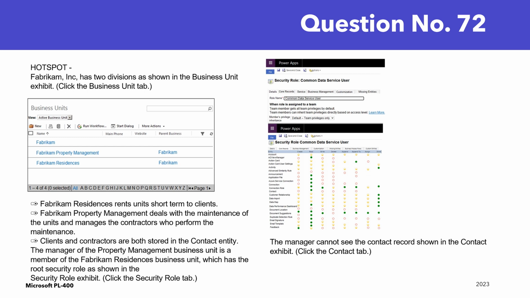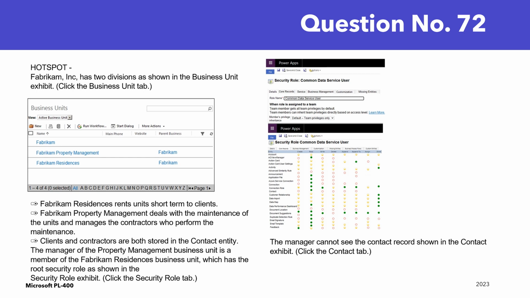The manager of the Property Management Business Unit is a member of the Fabricam Residences Business Unit, which has the root security role as shown in the Security Role exhibit. Click the Security Role tab. The manager cannot see the contact record shown in the contact exhibit. Click the Contact tab.